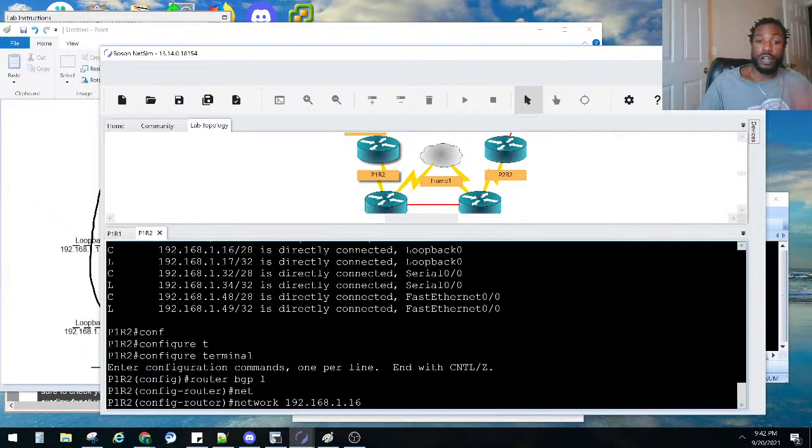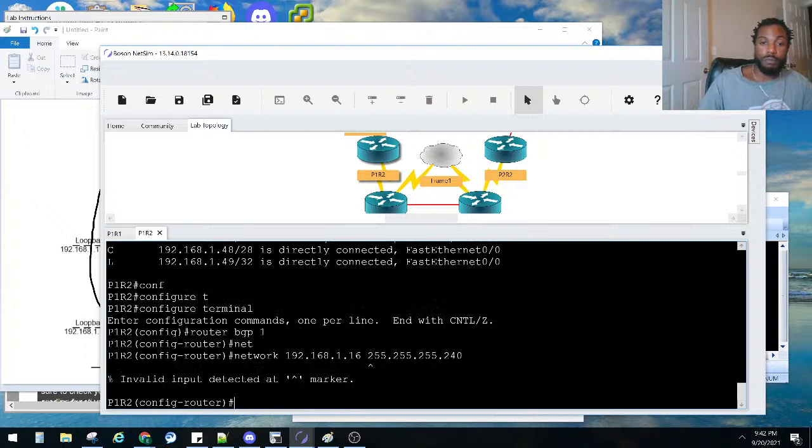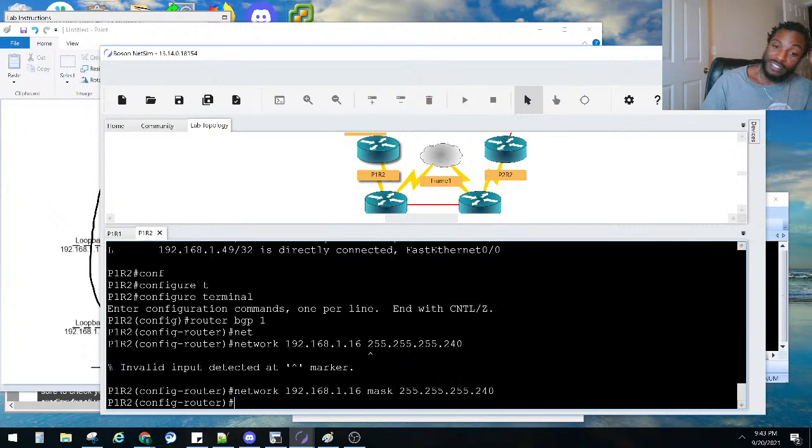192.168.1.16, subnet mask of /28. So 255.255.255.240. See, I did it again. Don't forget that mask keyword. I keep forgetting that. We've been stuck with OSPF for the past 3 or 4 weeks, so I forgot that in BGP you have to put the mask keyword.